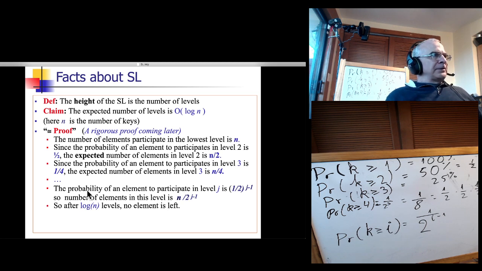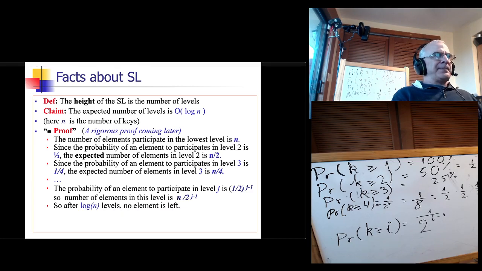And so forth and so forth. So the probability of an element to participate in level j is, as we said, half to the power j minus 1. So the number of elements in level j is n divided by these numbers. And the first thing that we see out of it is that after log n many levels, we are running out of elements. We expect not to find a lot of keys in this level. I'm going to be much more formal about the height soon, but at the moment that's fine. We'll just think about it as we expect to find log n levels.